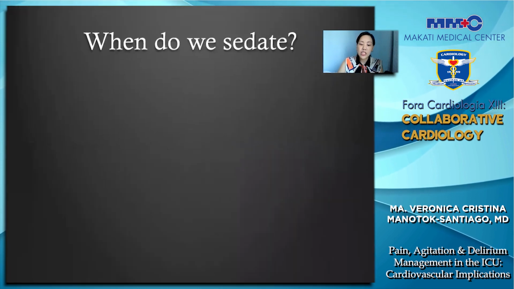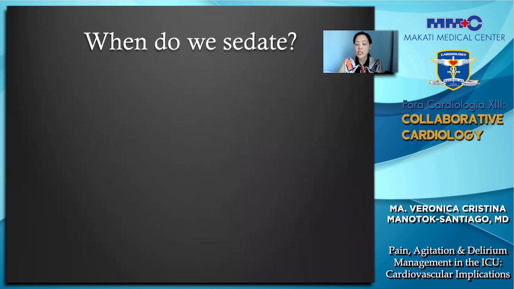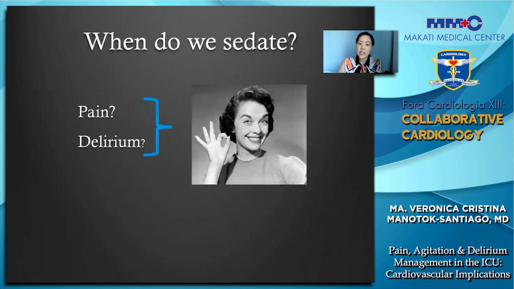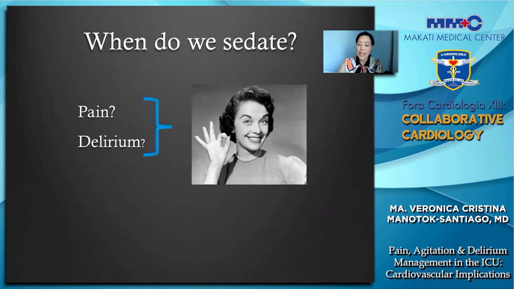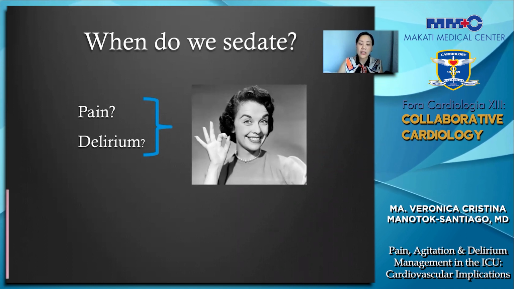The addition of adjunctive sedatives for persistent agitation must occur only after the patient's pain and delirium have both been addressed and controlled. So if the patient still appears to be agitated despite adequate pain control and delirium has been ruled out, that's when we can start our sedatives.